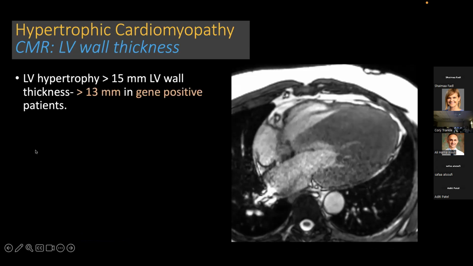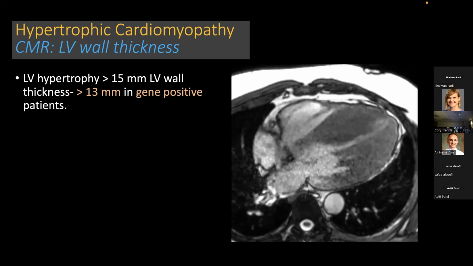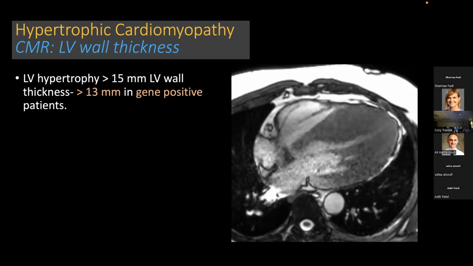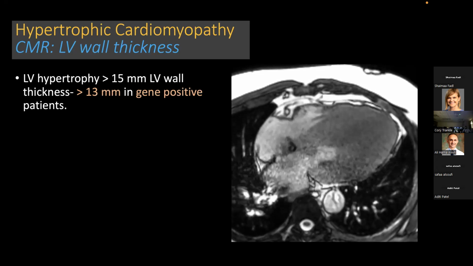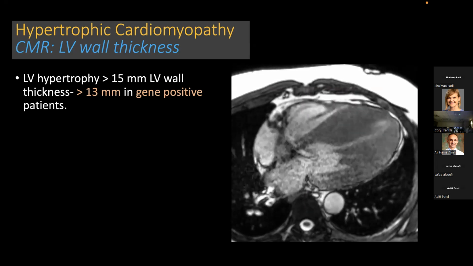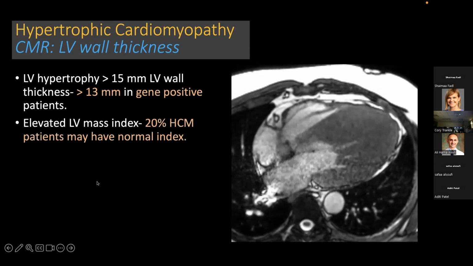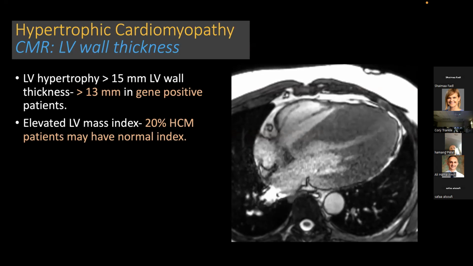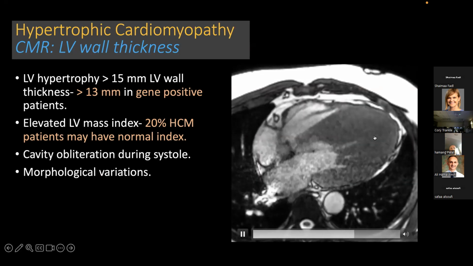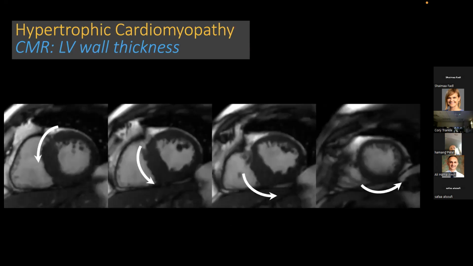Regarding the cardiac MRI features, wall thickening: the cutoff that we consider LV wall thickening suggestive of HCM is more than 15 millimeters, but you lower that threshold in patients with positive genetic testing. You lower it to 13 millimeters. Elevation of the LV mass index, but keep in mind that 20% of HCM patients may have a normal mass index. Cavity obliteration during systole is one of the features, and HCM may have morphologic variations.